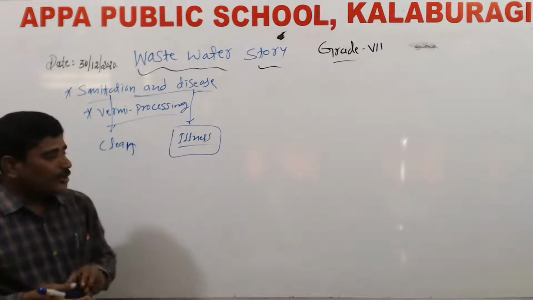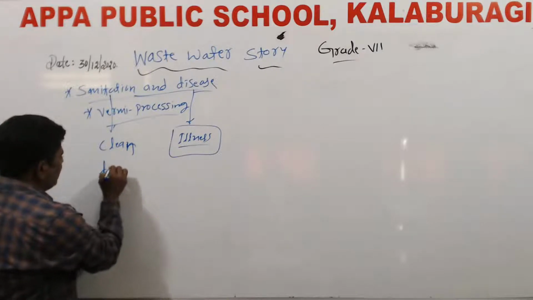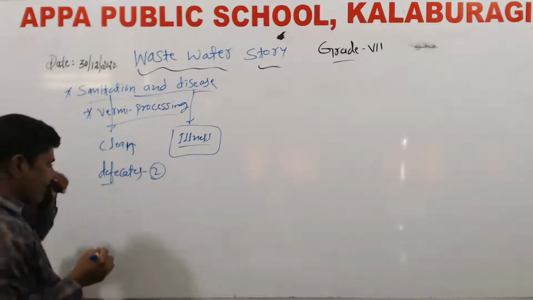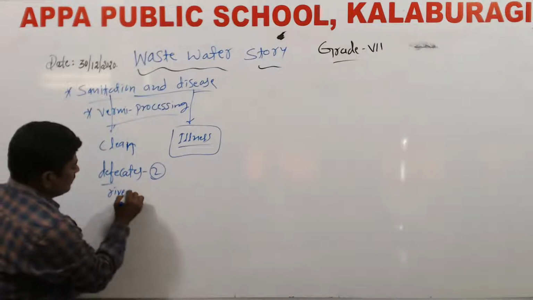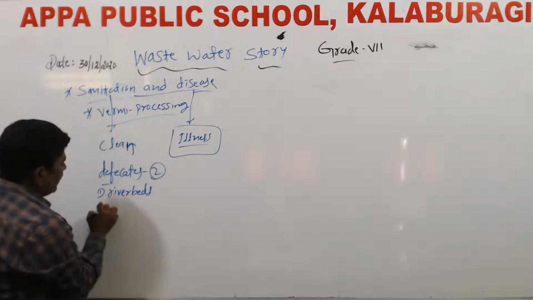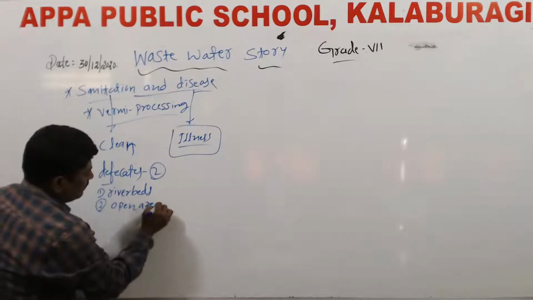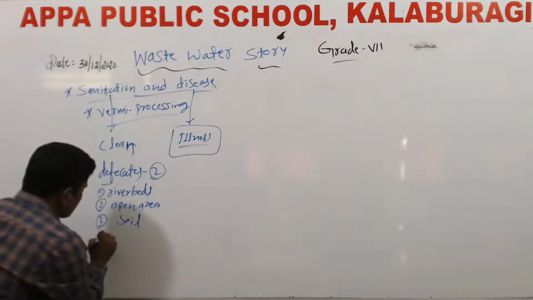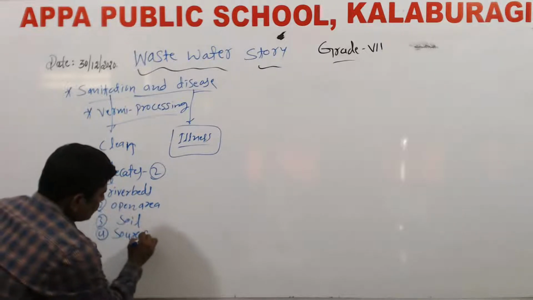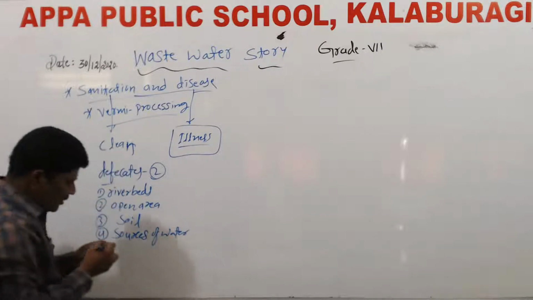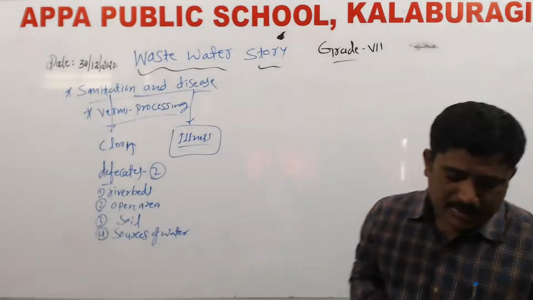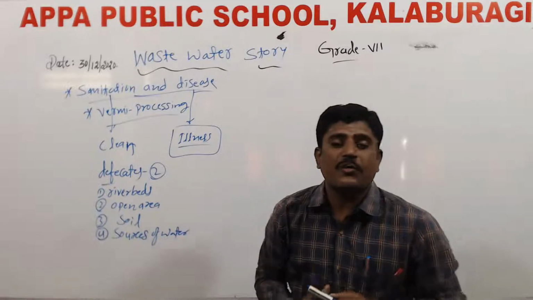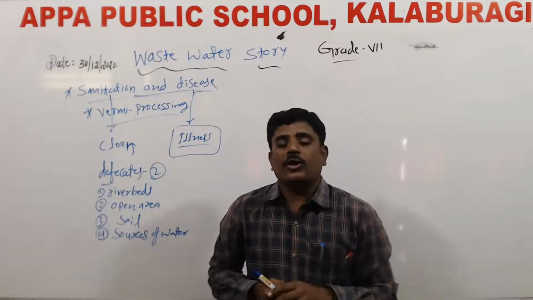And one more thing you should remember: if we defecate, number two, in which area? Riverbeds, open areas, soil, near the sources of water. So what happened, my dear students? Near river beds, in open area soil, near the sources of water, sometimes they are defecating in the water only.